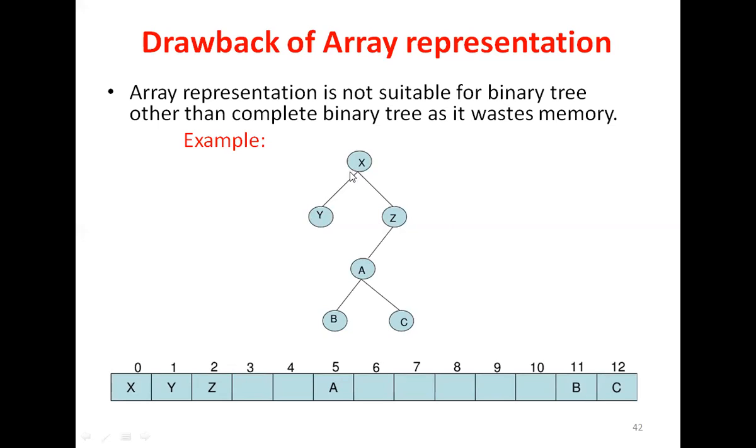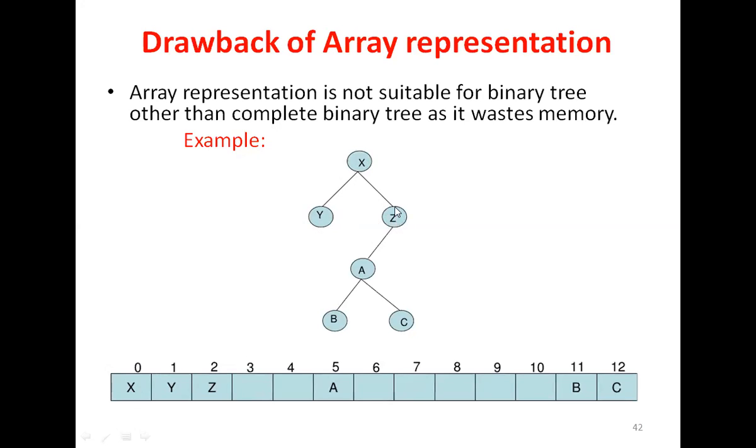So all the nodes will be filled in this array from left to right. And in the places where there is no node, blank will remain. That means memory is wasted. See here x is the root node. So first root, and root node index is 0. So this is the array, and at array index 0, the root node is written. Then index 1, the left child of this node is y, then index 2, the right child.